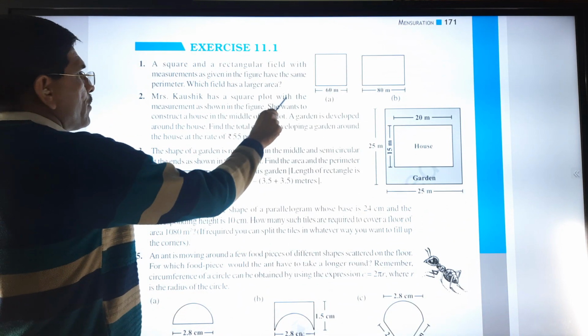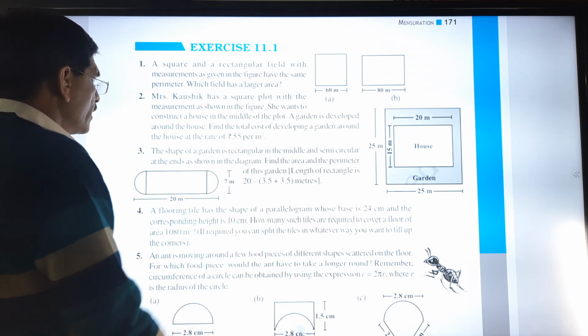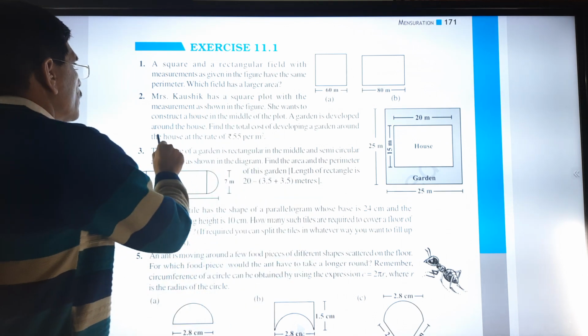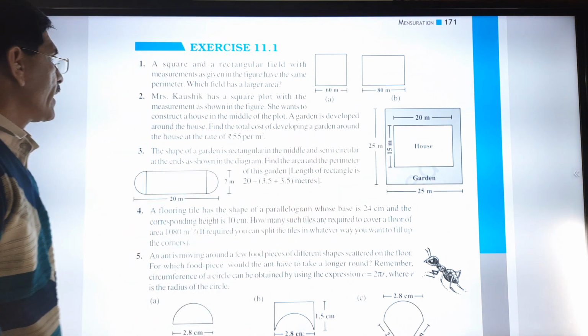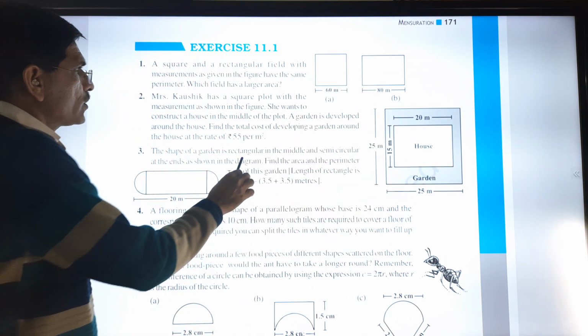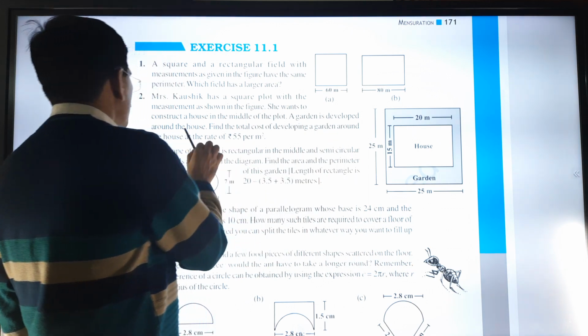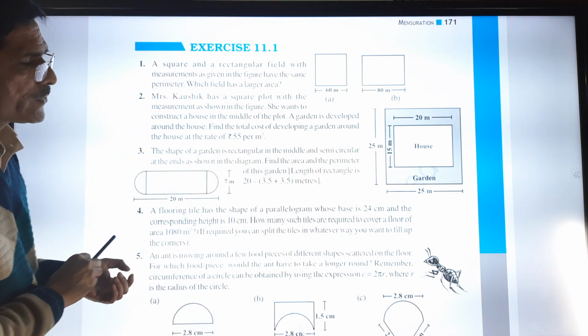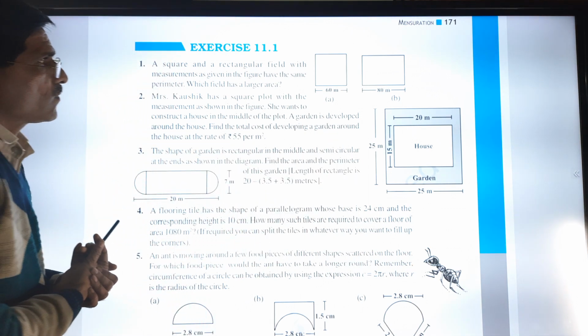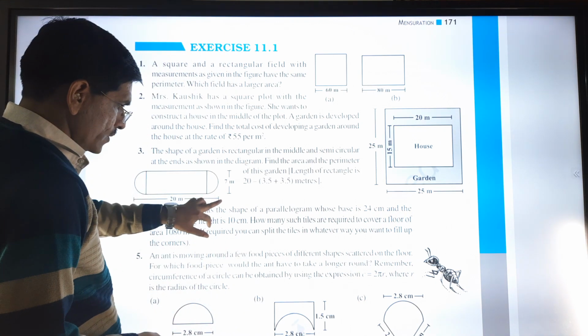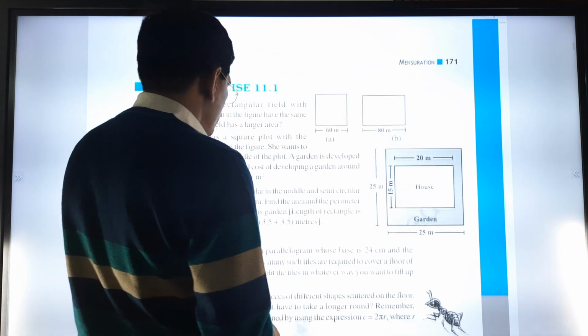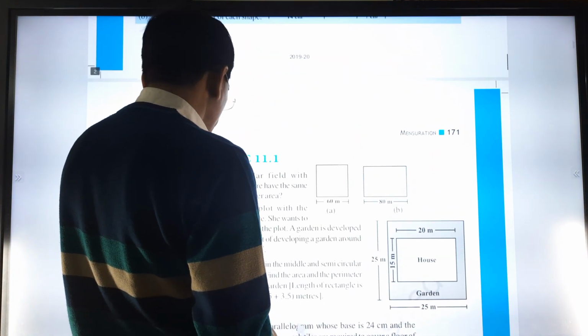Cosec has a square plot with measurements shown in the figure. He wants to construct a house in the middle. A garden is developed around the house. Find the cost of developing the garden around the house at the rate of... So what is the formula? It's not an easy sum. So first we have to set the screen and then we discuss.